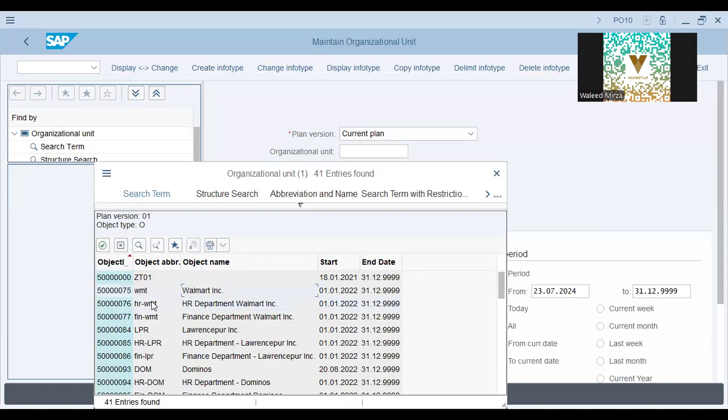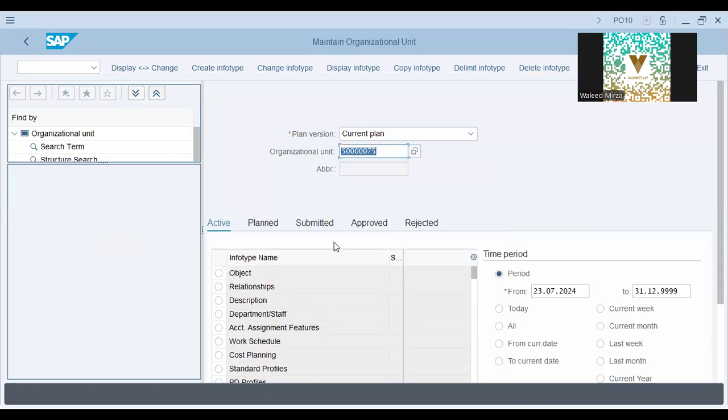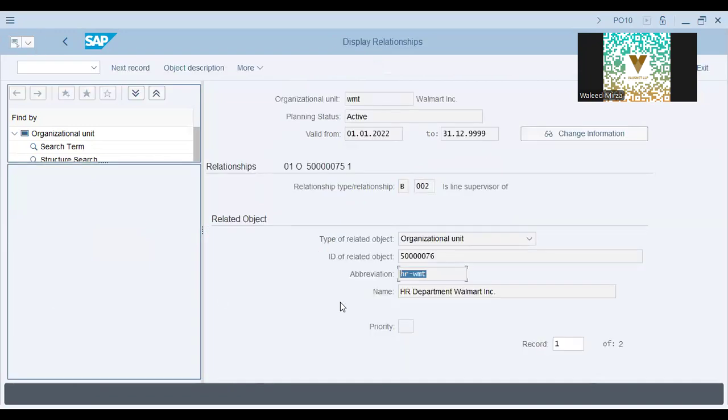For example, Walmart. Let's see this. Enter. So we have the object, which is Walmart as a company, and then it has a relationship as well, the interconnectivity. So let's see what that interconnectivity is. All of these features are called info types in HCM, and info types are the heart and soul of HCM. So this Walmart as a unit is a line supervisor of the organizational unit, HR department, Walmart. So this is supervising the HR department.